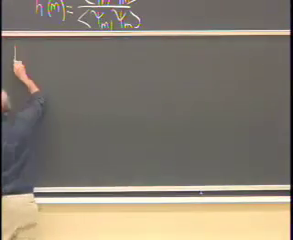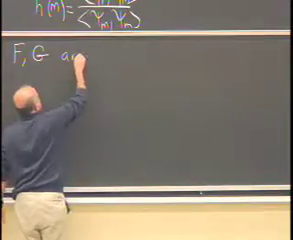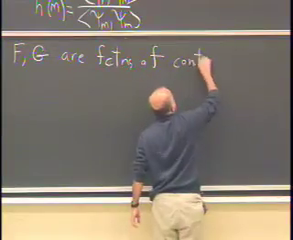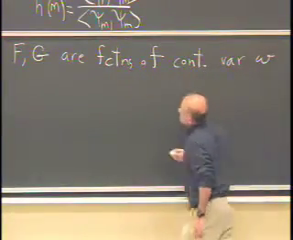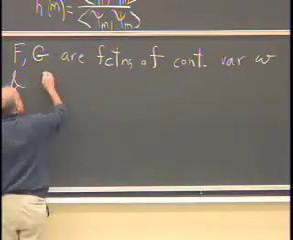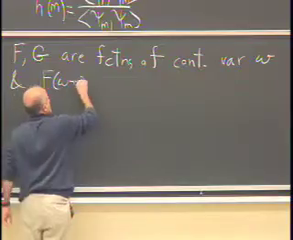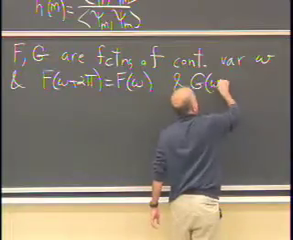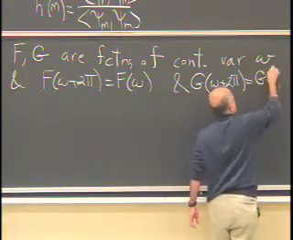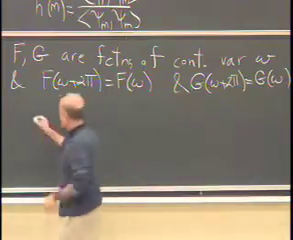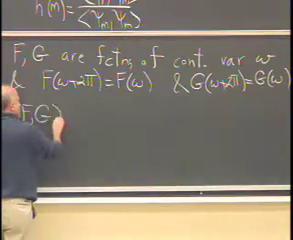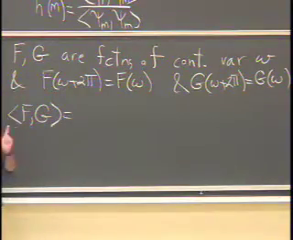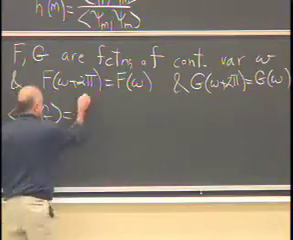So if, say, f and g are functions of continuous variable omega, and f of omega plus 2 pi is f of omega, and g of omega plus 2 pi is g of omega, then what's a good definition of f inner product with g? Integral or sum? Integral. It's a continuous variable.